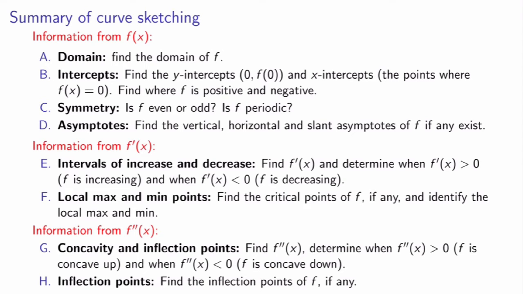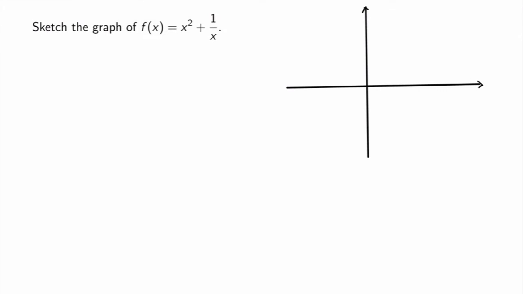So you want to sketch a graph as precise as possible and include on the graph basically all the asymptotes, all the inflection points, the local max, the local min, all of that. You want to include the information on the graph. All right, so let me now work through an example step by step.